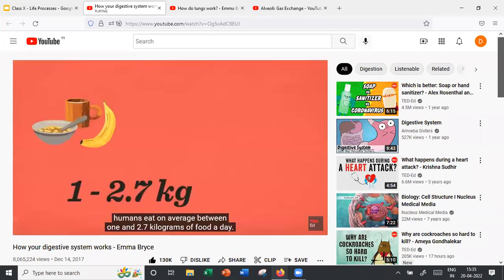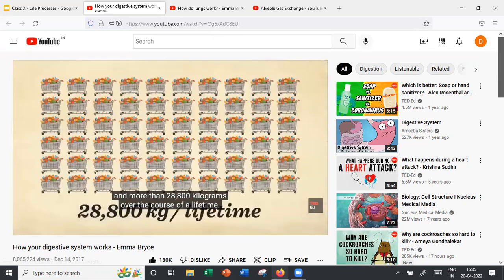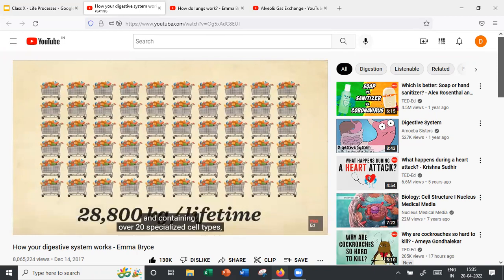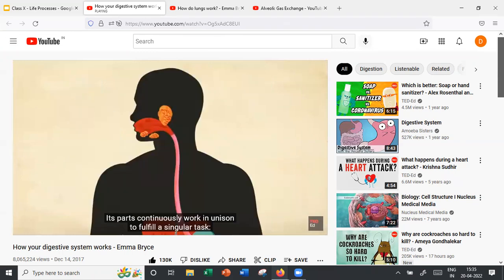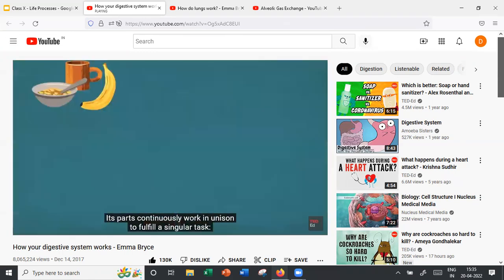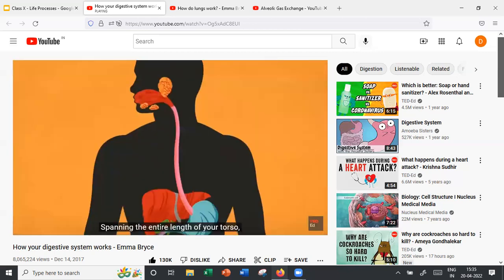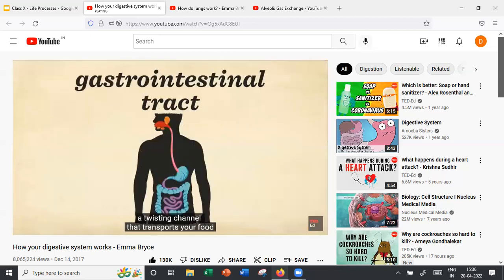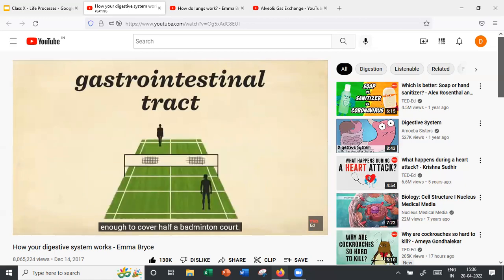Across the whole planet, humans eat on average between 1 and 2.7 kilograms of food a day per person, and more than 60 tons in a lifetime. And every last scrap makes its way through the digestive system, containing over 20 specialized cell types. This is one of the most diverse and complicated systems in the human body. Its parts continuously work in unison to fulfill a singular task: nutrients and energy that keep you alive. Spanning the entire length of your torso, the digestive system has 4 main components. First, the twisting channel that transports your food and has an internal surface area of between 30 and 40 square meters, enough to cover half a badminton court.